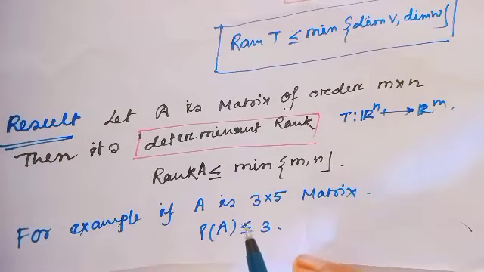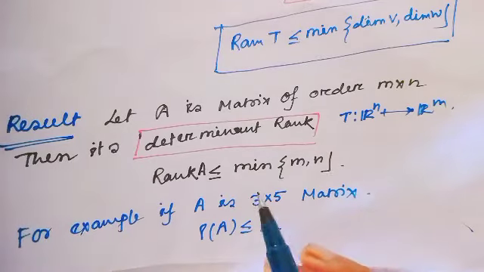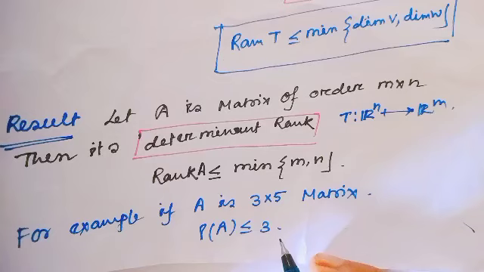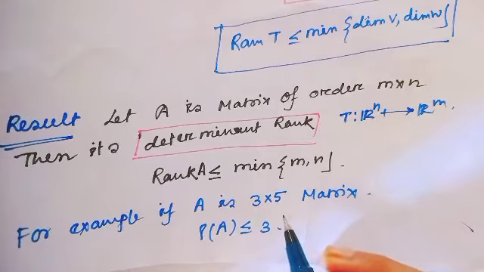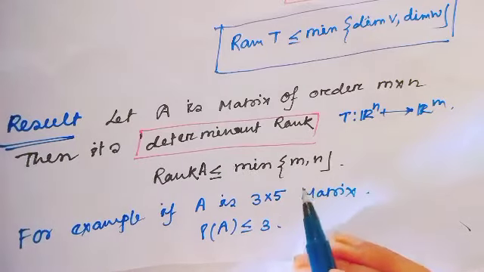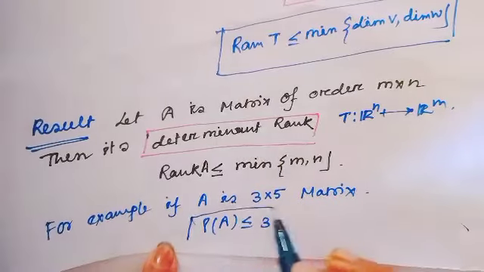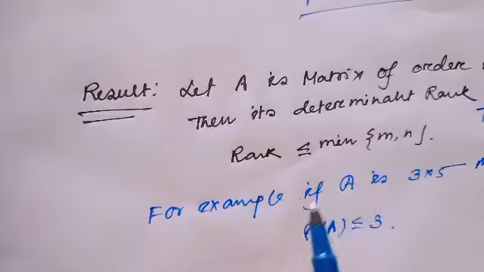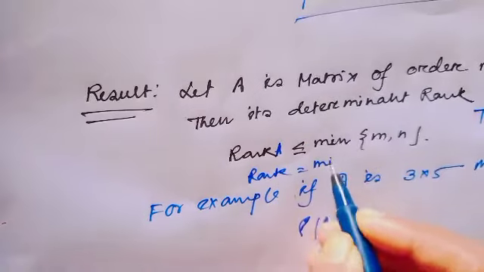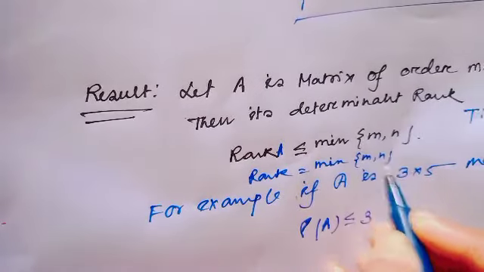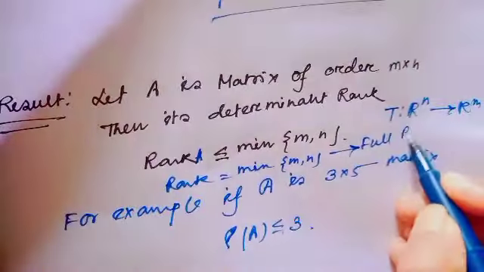As an example, if we consider A is a 3 cross 5 matrix, now if we know the theorem, then we can easily find the rank of this matrix. Here, the rank of the matrix is at most the minimum of m, n, means minimum of 3, 5. That means rank of A will always be less than or equal to 3. And when rank of A equals the minimum of m, n, then this is actually the full rank of the matrix. Are you getting?